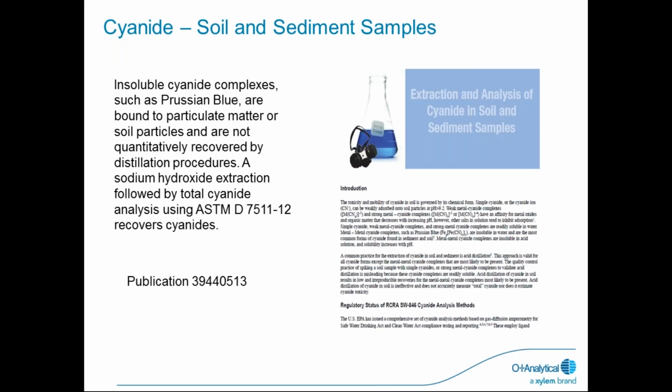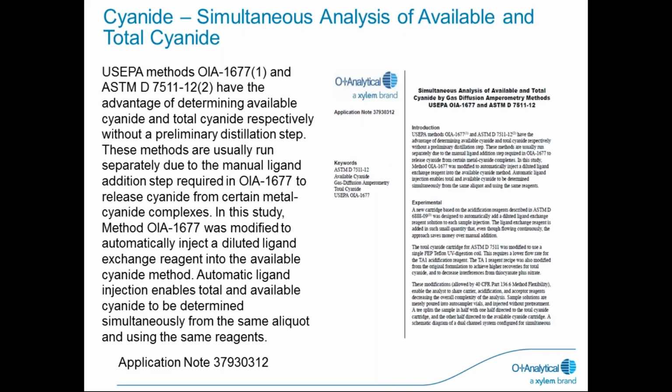We also have an application on soil and sediment samples. Insoluble cyanide complexes such as Prussian blue are bound to particulate matter or soil particles and are not quantitatively recovered by distillation procedures. A sodium hydroxide extraction followed by total cyanide analysis using ASTM D7511-2 recovers the cyanides, and that's our publication number 3944. And finally, we can also do simultaneous analysis of available and total cyanide. That's where both of these are run together. That's our application note 3793.